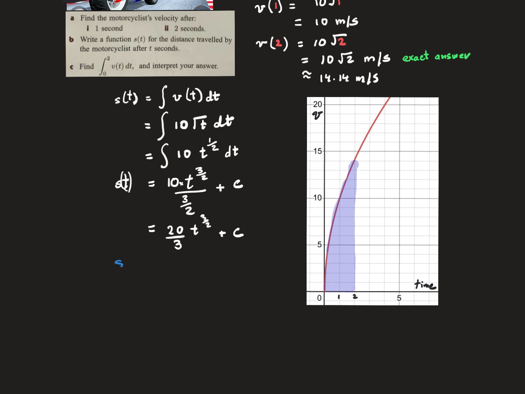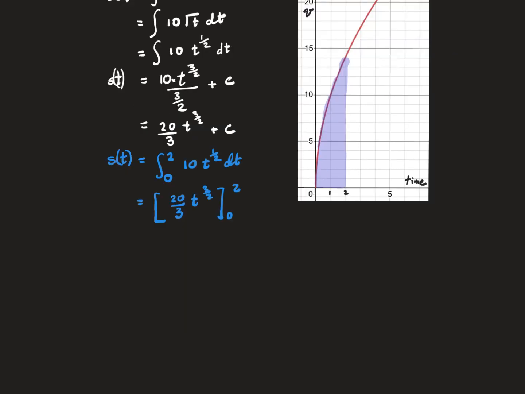So if I integrate it from 0 to 2 of 10t to the half, I will write down as 20 on 3 t to the 3 on 2, from 0 to 2. Before substituting, I want you just to look at this part over here because I'm going to rearrange it. So you might notice that I've gone back from the power to the root over here because it'll be easy for me to substitute 2 into it.